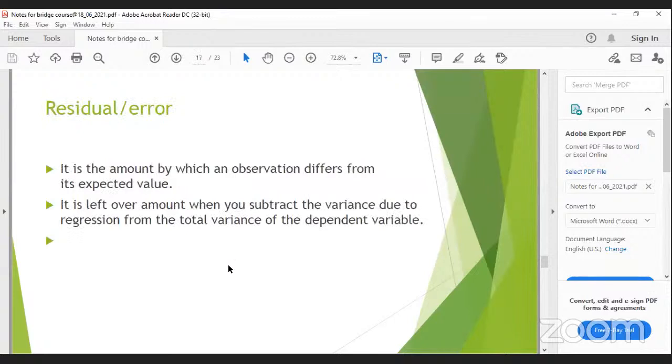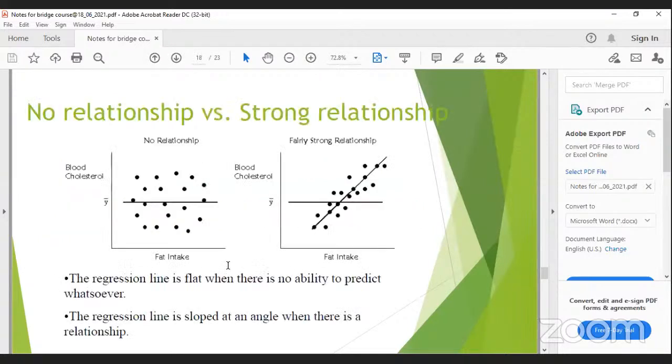There are terms residual and error. Error and residual are both the same thing. Basically, this has to be minimum, which we always need to take care of. Okay, and it should be normally distributed with mean zero and variance sigma squared.